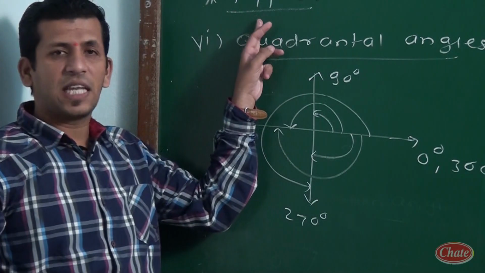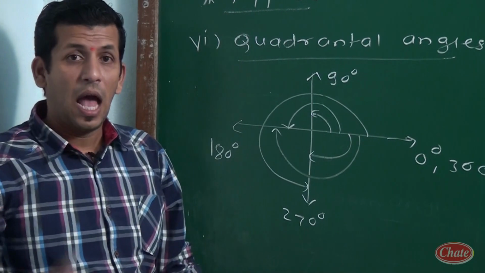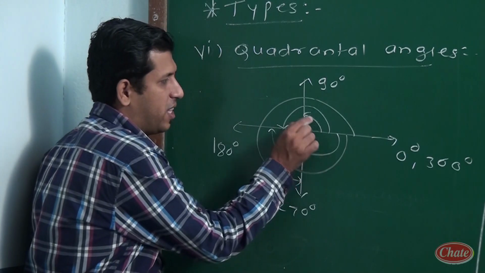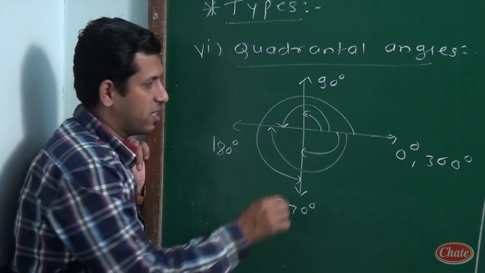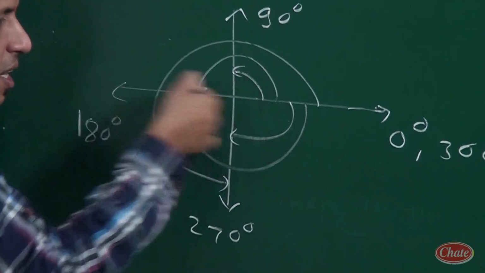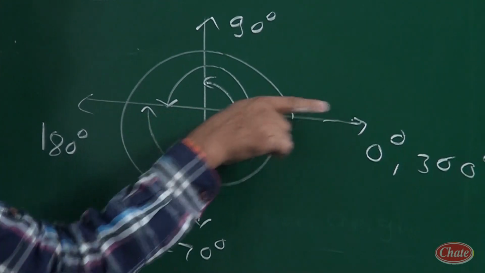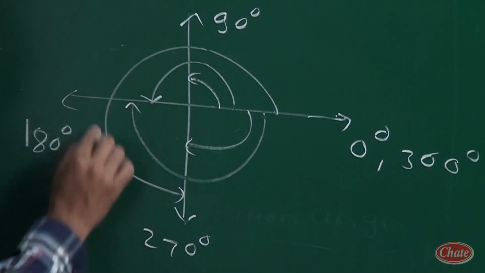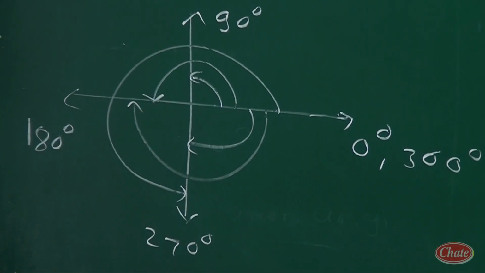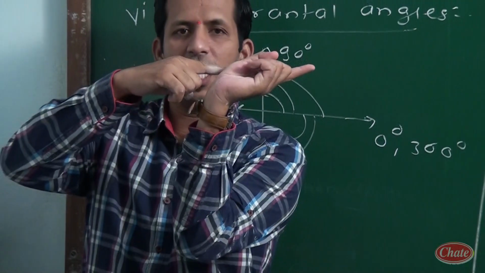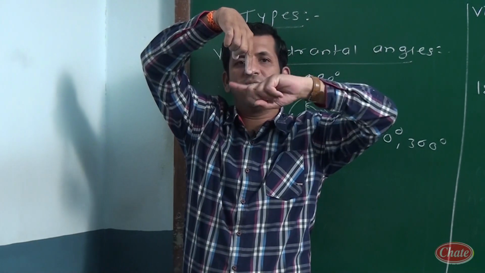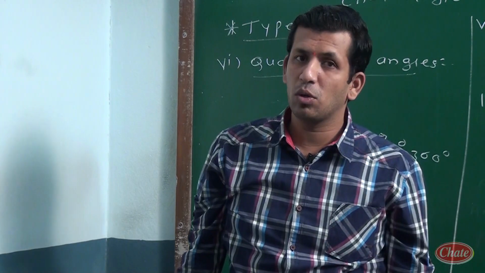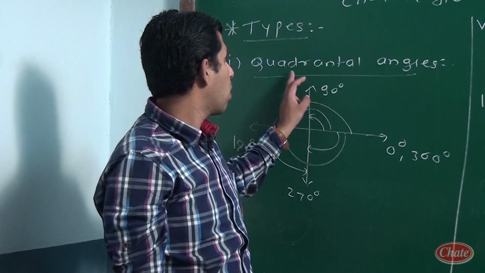Now see, students, next type number 6, quadrantal angle. Angles which are presented with the help of axis only. Means see this angle, positive direction of x-axis, positive direction of y-axis. See the second, this angle, positive direction of x-axis, negative direction of x-axis. See this third angle, positive direction of x-axis, negative direction of y-axis. Like this shape, or this shape also. Means all these shaped angles with the help of axis, that angles are called quadrantal angles.